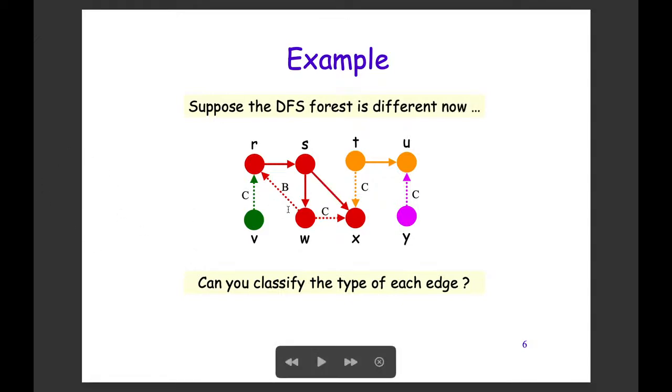Now notice that this is a different way of doing the DFS. It could be R to S, S to W, S to X first. So this is the other way of doing DFS. R to S, S to X first, but then X cannot go further, so we go back and then S to W. In such a case, this is not a forward edge because W and X don't have any ancestor-descendant relationship. So it is not forward, it is not backward, and we call it a cross edge. Is that okay? So there are two types of cross edge. One is you can point within the same tree, and the other is you can point across different trees.